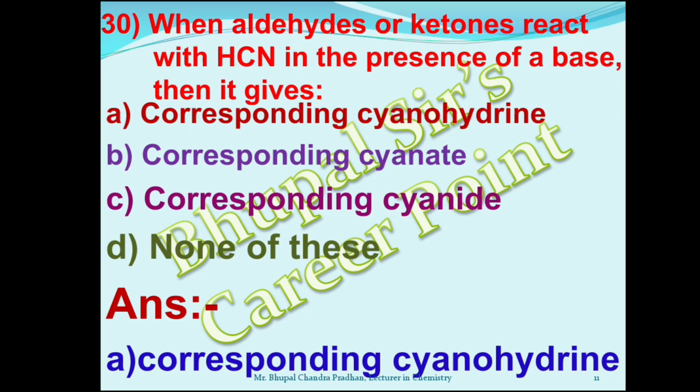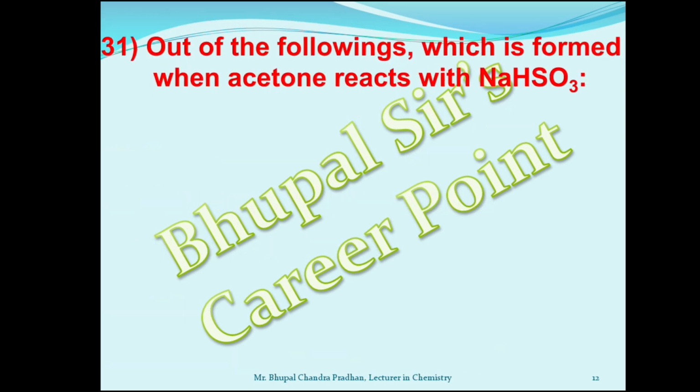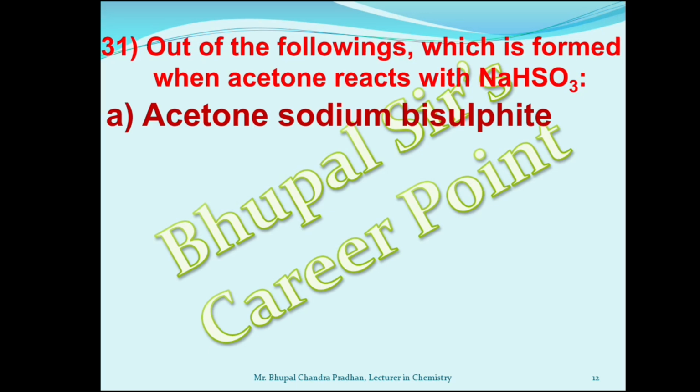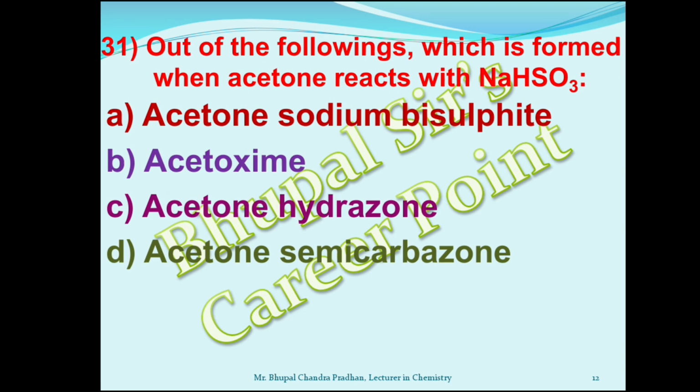Thanks for the students who have given option A as their answer in the live chat. Now let us come for the next question of the session, that is question number 31. Out of the following, which is formed when acetone reacts with sodium bisulfite NaHSO3? Option A, acetone sodium bisulfite. Option B, acetoxide. Option C, acetone hydrazone. Option D, acetone semicarbazole. The students try to give the correct answer.